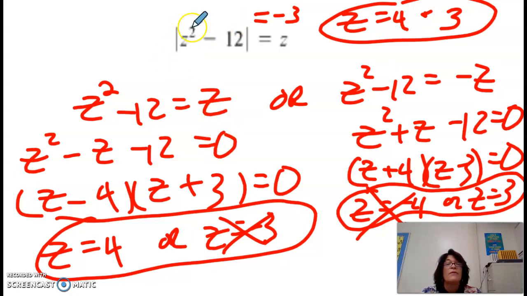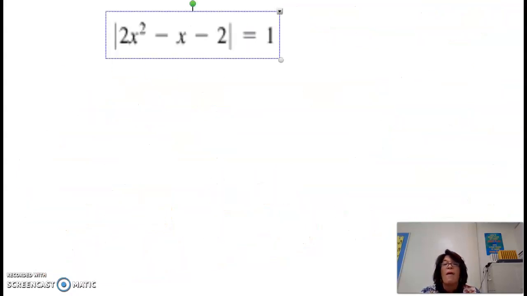If I put 3 in here, 3 squared is 9. 9 minus 12 is -3. Absolute value of -3, yes, that's 3, not -3. Okay. And again, where you have to be careful and double check.